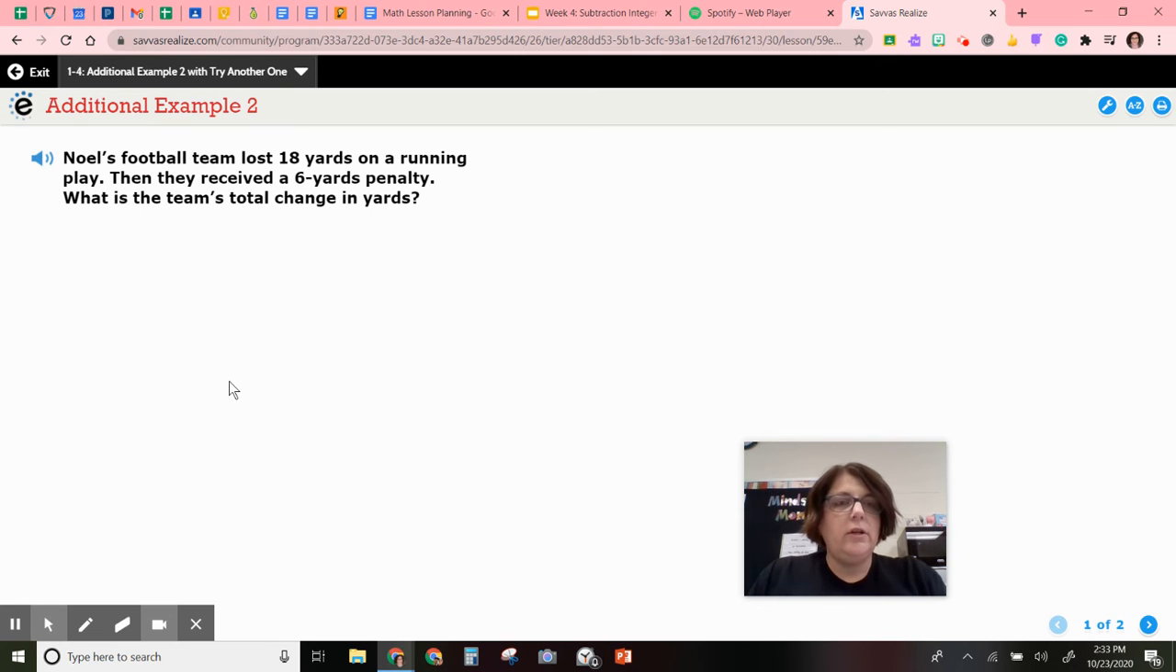This says Noel's football team lost 18 yards on a running play. Then they received a 6-yard penalty. What is the team's total change in yards? So we know that if they lost 18 yards, we're looking at a negative number. So we're starting with -18.